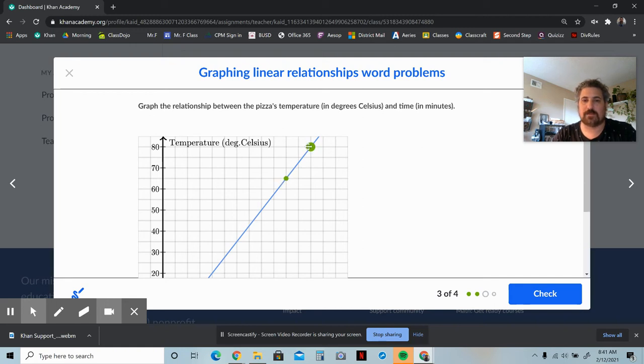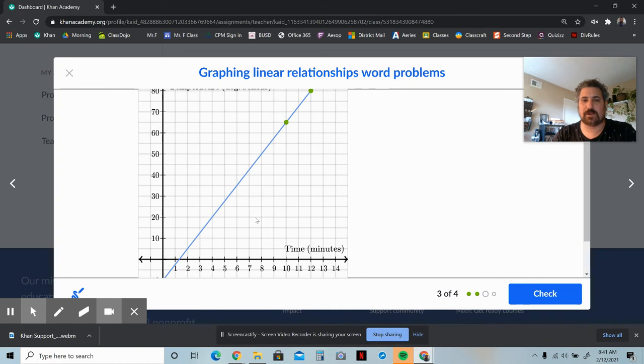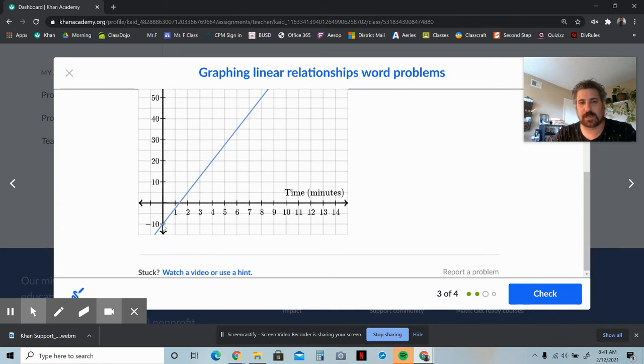And we know that it finished at 80 degrees Celsius at 12 minutes. And so that means it must have been at a constant rate of heating. It must have been at 10 minutes only 65 degrees. So that's how it goes. The y-intercept is obviously -10. So that basically means that the bread before it was baked was at -10 degrees, the starting value at 0 minutes.